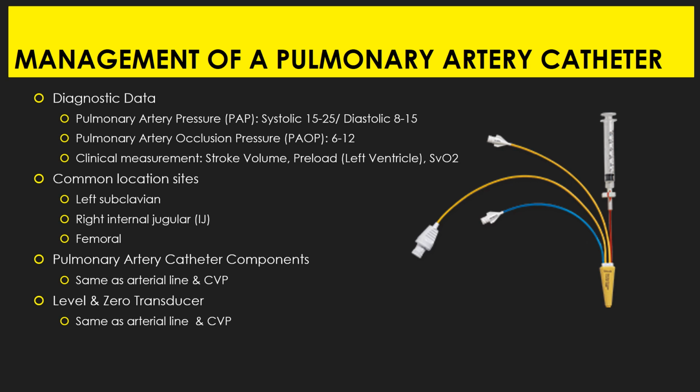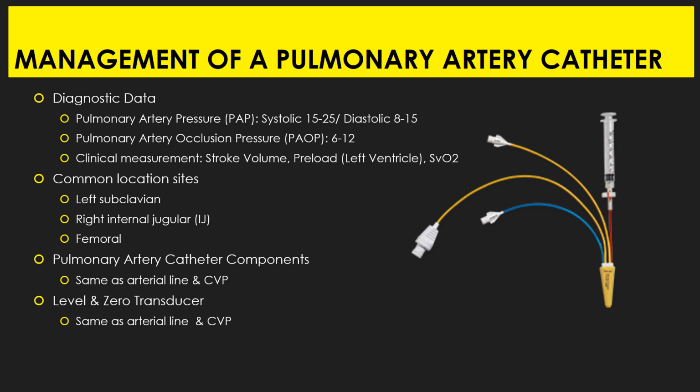So what diagnostic data does a Swan-Ganz catheter provide us? It gives us a continuous pulmonary artery pressure. When we inflate the balloon, this is called shooting a wedge, we get a wedge pressure. Some clinical measurements that derive from a Swan-Ganz are stroke volume, left ventricular preload, and a mixed venous oxygen saturation. So this type of data is rarely used in the hospital because most hospitals don't use swans. So this information is more nice to know just in case you happen to see one in the future.